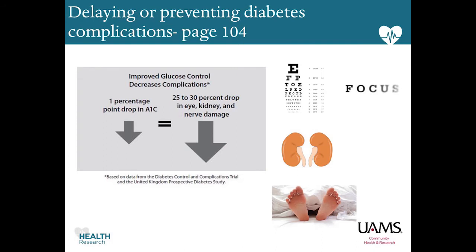Page 104 in your book talks about how, when you're keeping your blood sugar in good control, you can reduce these complications from occurring. Just by dropping an A1C value by 1% is equal to a 25 to 30% drop in kidney, eye, and nerve damage. This was proven in the Diabetes Control and Complications Trial, which was about a 10-year study that even ended sooner because they proved that the better control someone has with their diabetes, the less likely complications are going to occur.